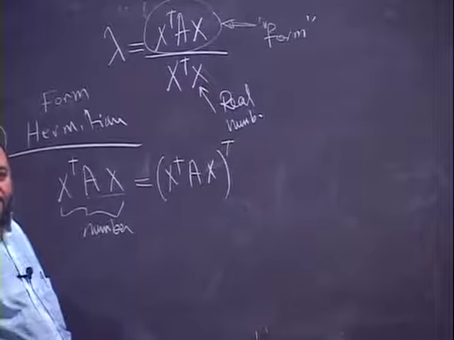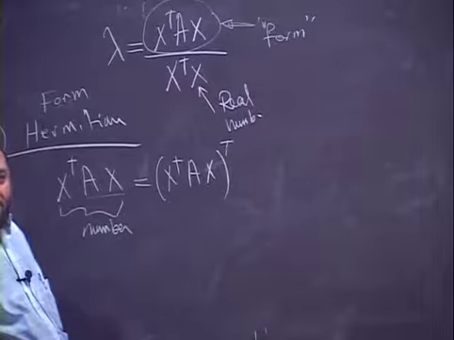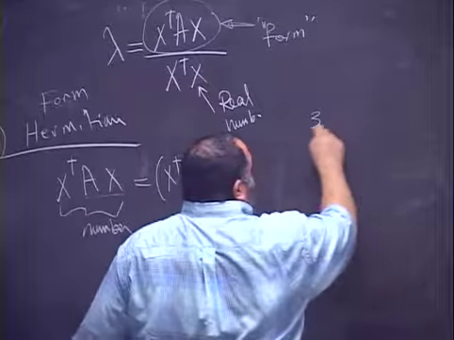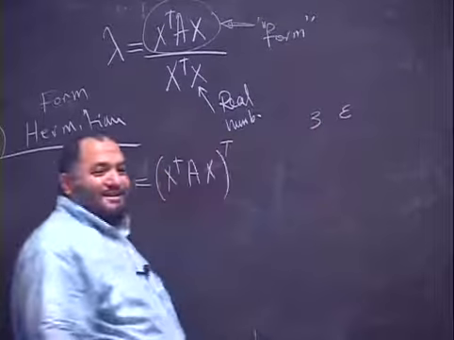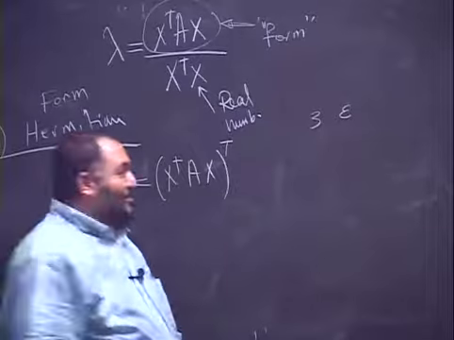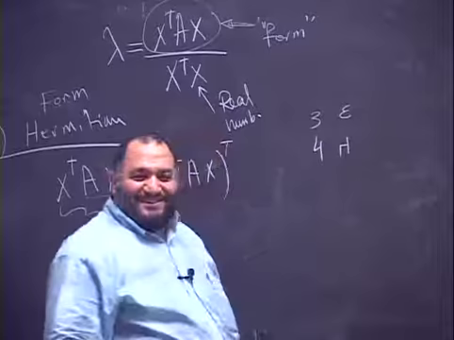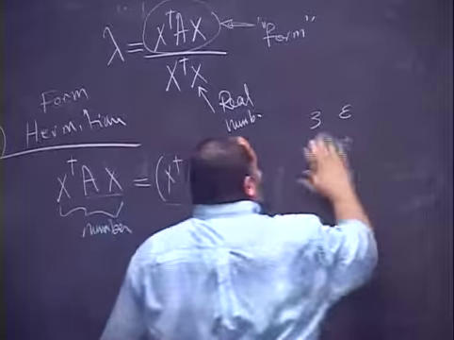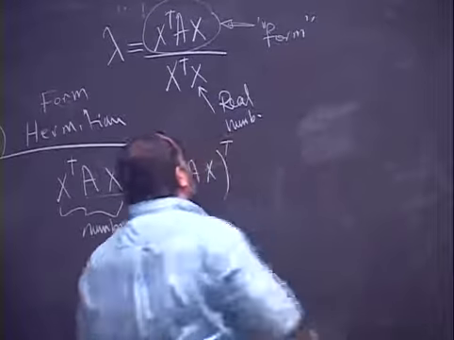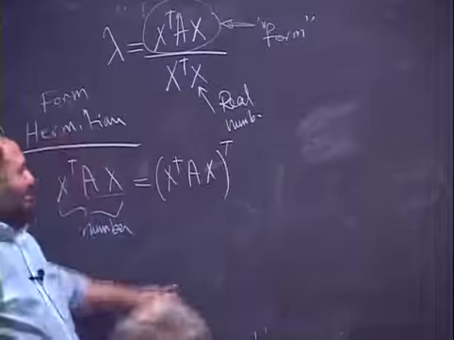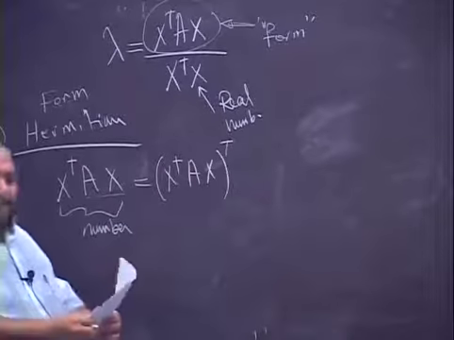It's a number. 3, if you take the transpose of 3 is what? 3. Or 4, take the transpose, it will be the same number. Yes? So if you take the transpose of a number, it will give you a number.